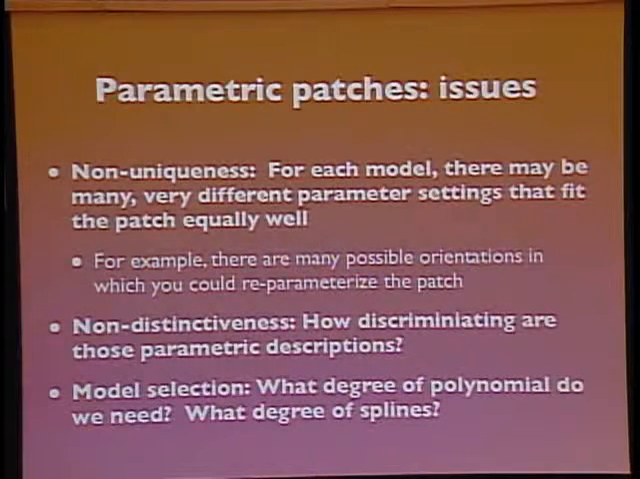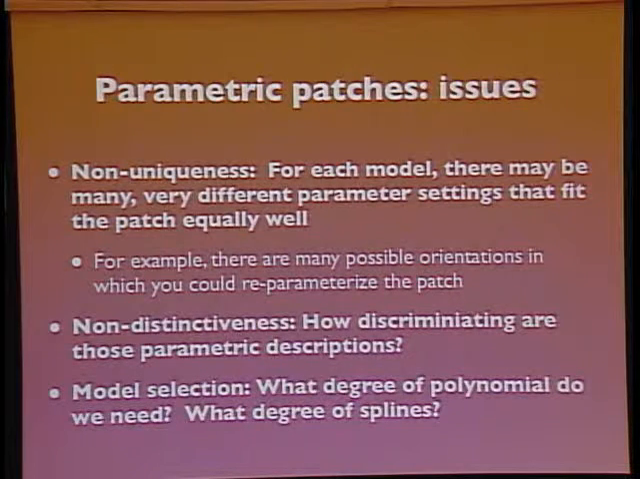And the obvious problem is model selection. I told you that you can use splines, you can use parabolic curves, you can use hyperbolic curves to model these patches of your object that you have broken off from the rest of it. And so you have to pick one. And it's completely unclear which one of these models is optimal for a given set of objects or for a given shape.